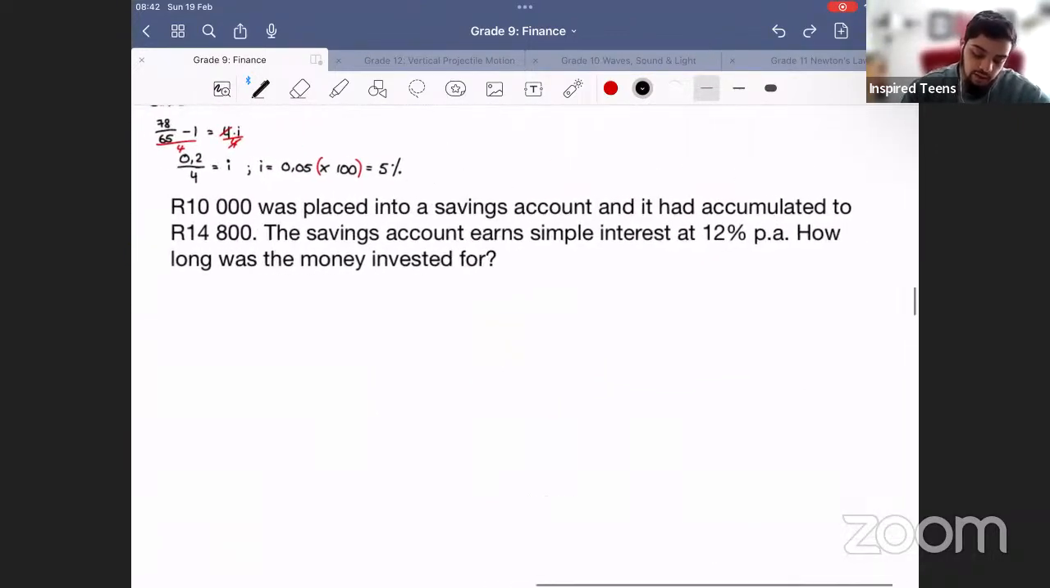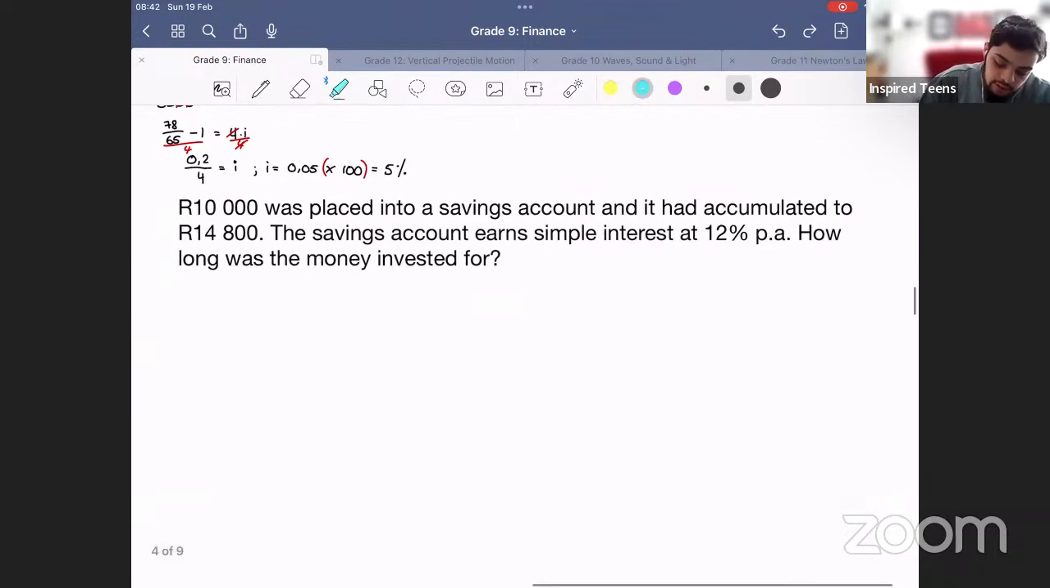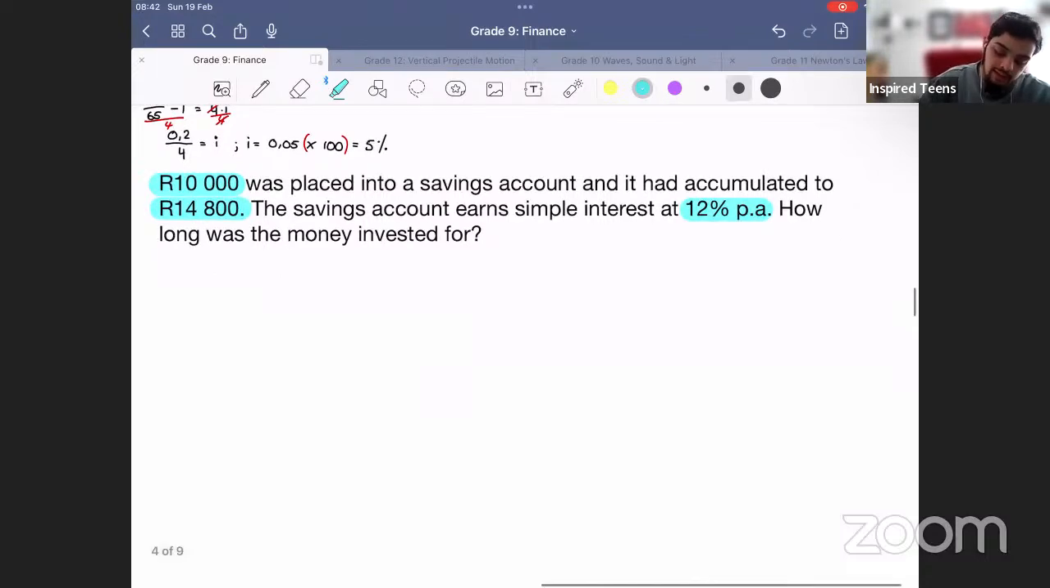Let us identify our variables, what's known and what's unknown here. It says 10,000 Rand was placed into a savings account and it had accumulated to 14,800 Rand. The savings account earns a simple interest of 12% per annum. How long was the money invested for? So firstly, how long was it invested for? That unknown is our time. N is the unknown. We don't know what N is.